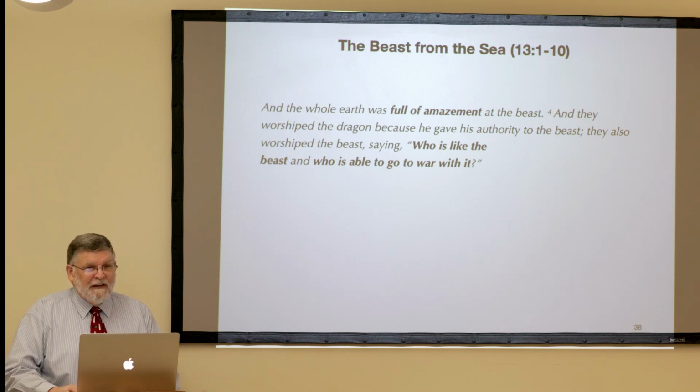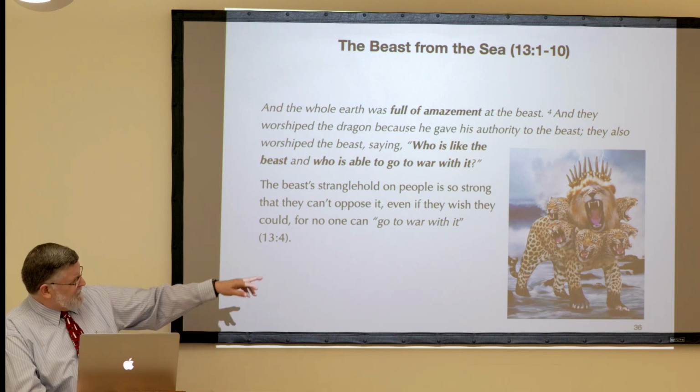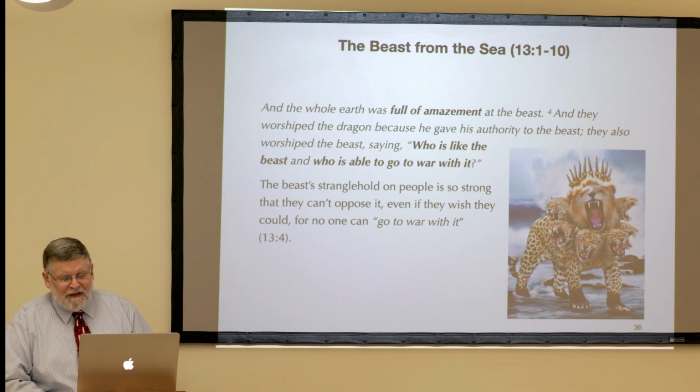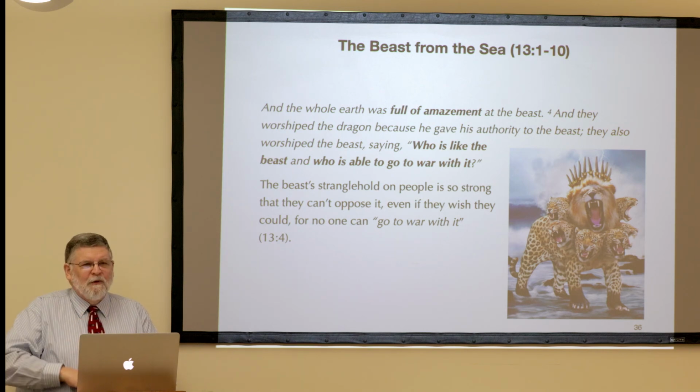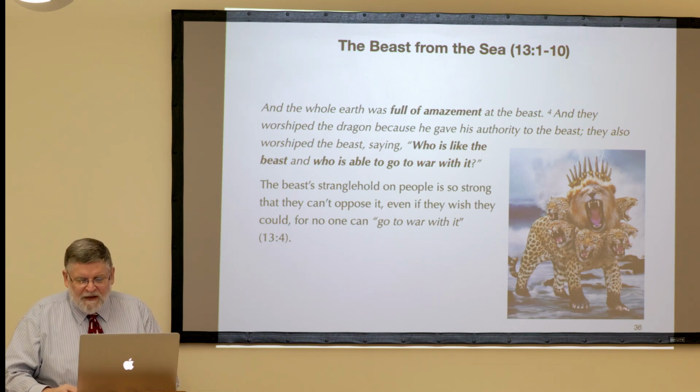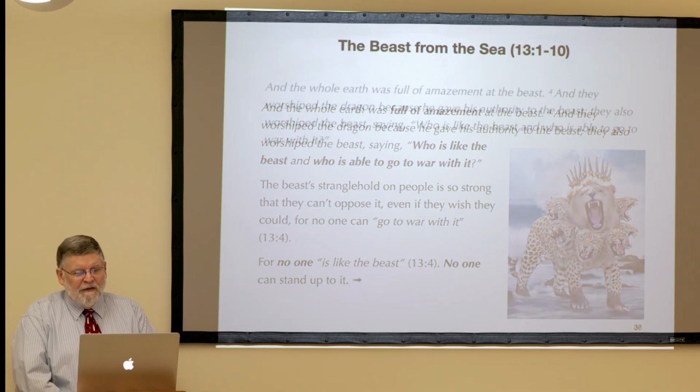Nobody on earth is his equal. Who can go to war? Oh, I like this picture. You can see the leopard, and you can see the feet of the bear, and then the heads: at least the first one is a lion, the others are leopards. There need to be more lions as well. No one can stand up against the beast. No one, not even Christians.